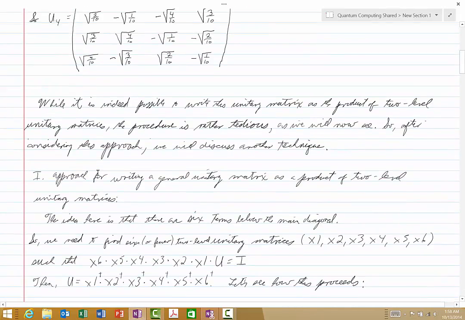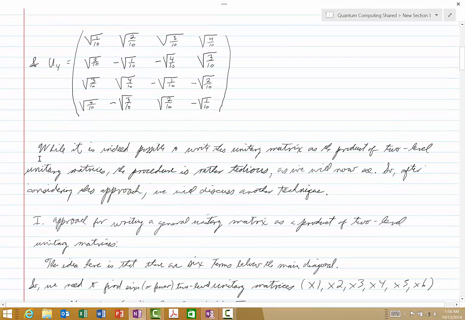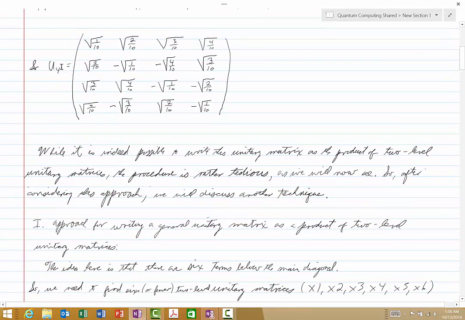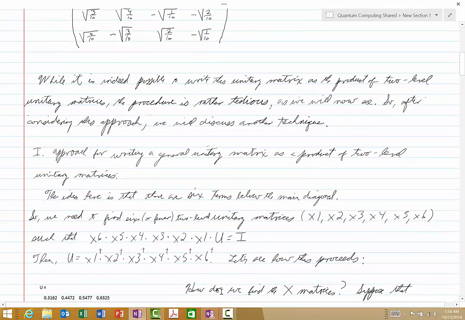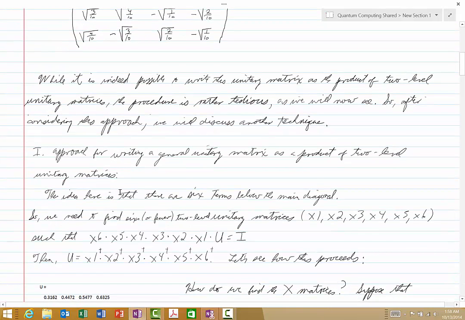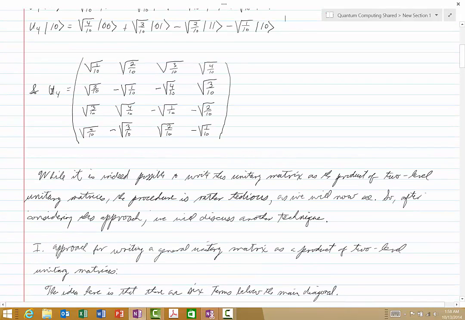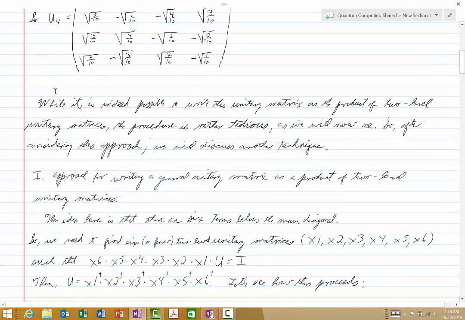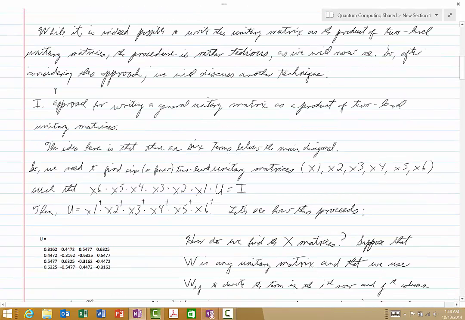Actually, I have used the symbol U here to represent U4, and since I've done that throughout the rest of the lecture, I'm not going to go and change it. Just keep in mind that U here represents U4. Actually, yes, let's just stick with that. So U represents U4.